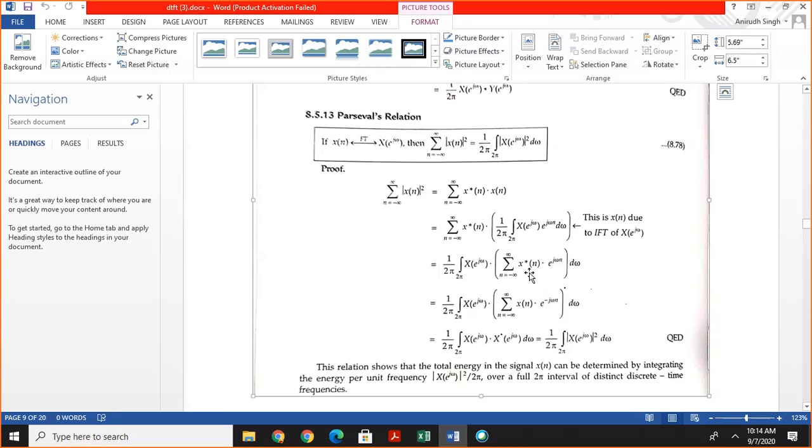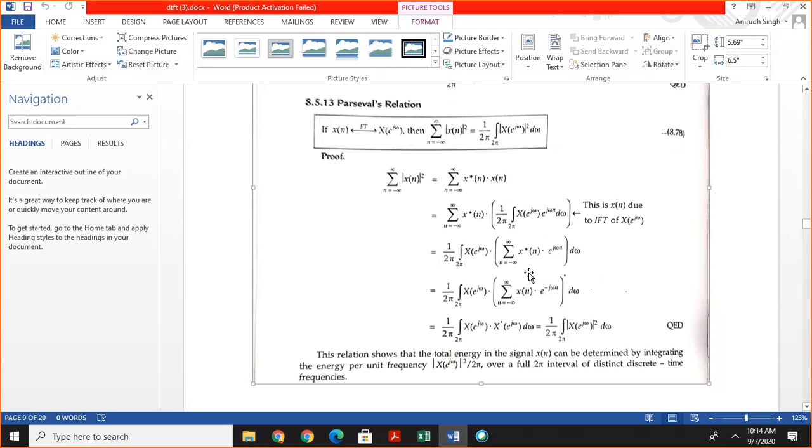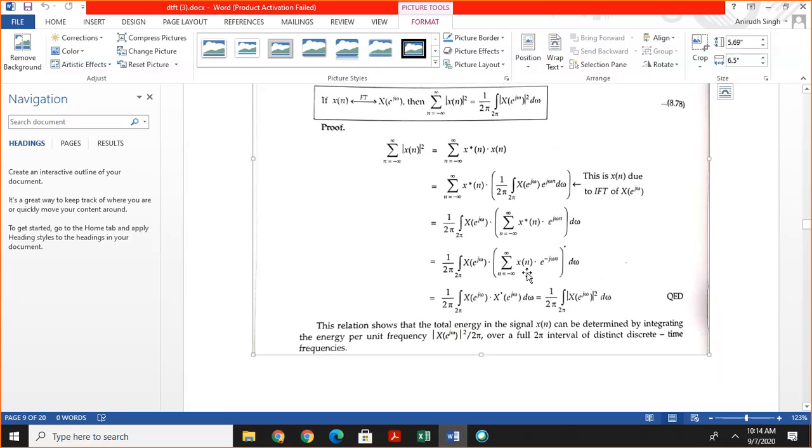Then the conjugate of x of n can be written as summation of x of n e^{-j omega n}. This plus is converted into minus, and then we put the conjugation sign, multiplied by d omega. And this is the Fourier transform of the conjugate of X of e^{j omega}, and we can write this like this. And Parseval's theorem is used when it is difficult to calculate the energy or power of a signal in time domain.